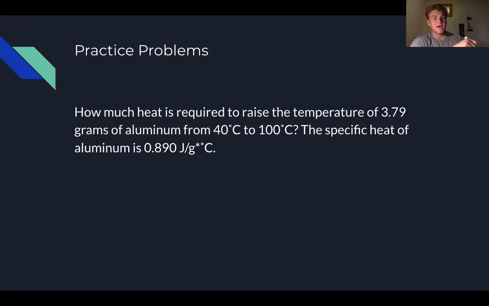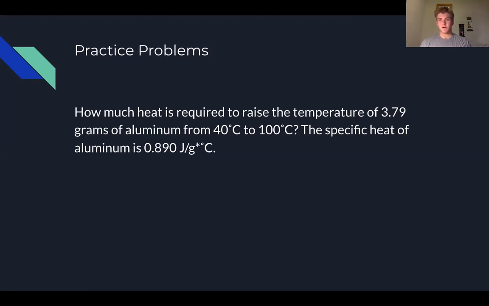I'm going to write this down, sorry. Okay, we know that heat is required to raise the temperature of 3.79 grams of aluminum from 40 degrees to 100 degrees Celsius. So we know there's a temperature change, right? We're having a rise in temperature, and they give us the specific heat of aluminum, 0.890 joules per gram. So we have all the tools that we need to get to our answer. All we need to do is set up the equation.